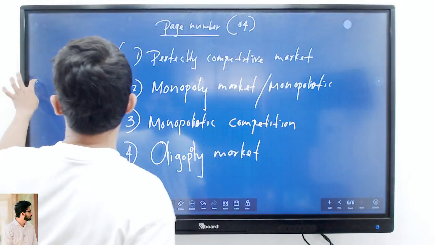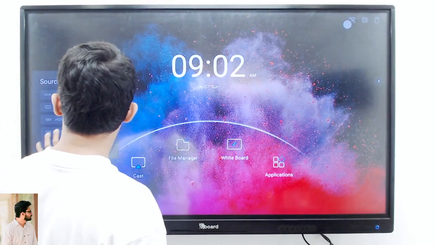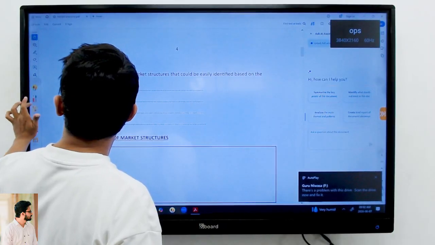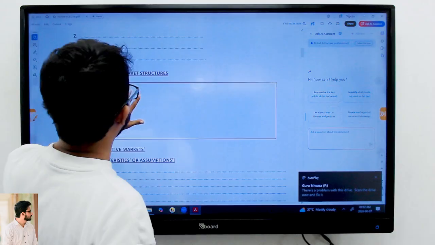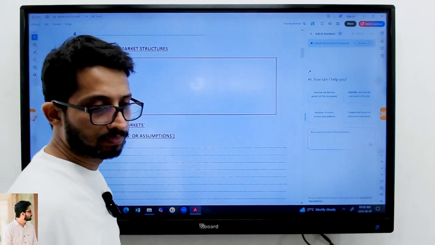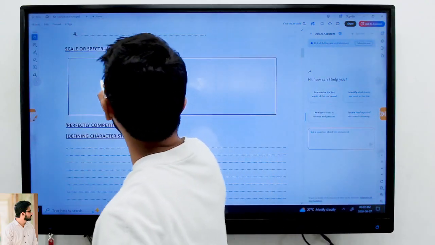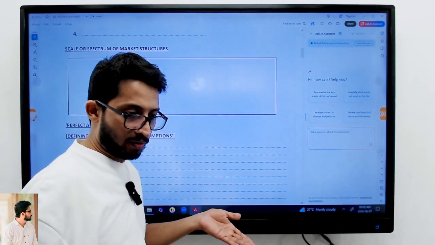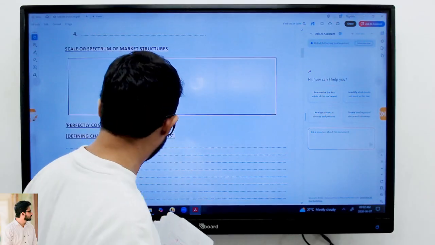Next one, scale or spectrum of market structures. Look at the next point. Scale or spectrum of market structures. I'm going to complete the given box. I'll use the whiteboard, it's better and easier for me.